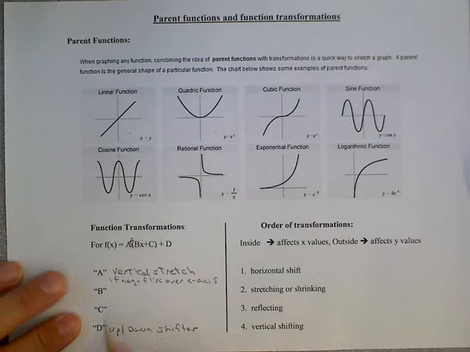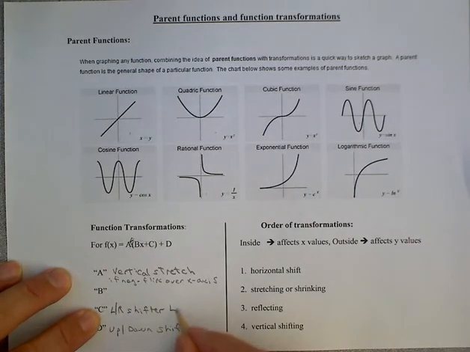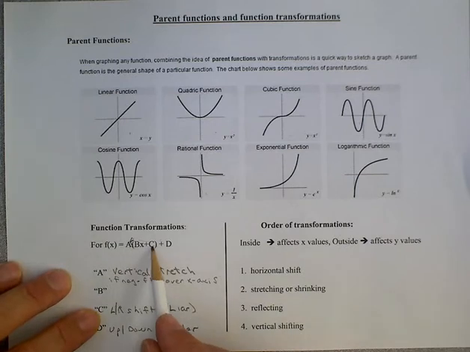The c value is the left-right shifter. And the thing about it is it's a liar. Whatever is in parentheses, and that c value is in parentheses, will do the opposite of what you think. So if you think it's going to move to the right, if this is plus 5, it'll do the opposite. It'll move to the left 5.